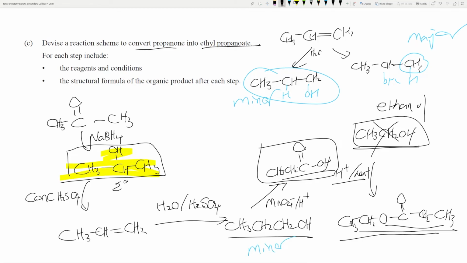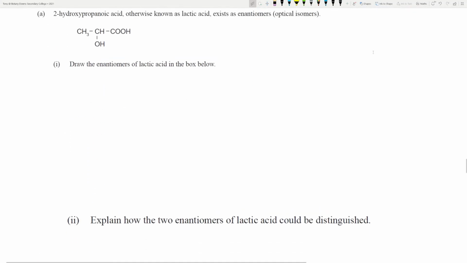So you started with this. You can reduce that, because that's the only reaction from ketones. You reduce that to the alcohol, you reduce the alcohol to the alkene, then you do the major and minor product to find propan-1-ol, to propanoic acid, to ethyl propanoate. Okay, so that's an excellent question.